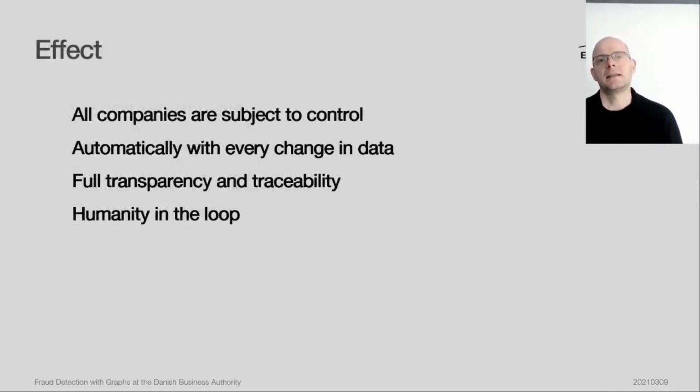So we like to think that the effect of all this is that all companies are subject to control. Every time they make a registration in one of our systems, a model will react to that and recalculate, for instance, a risk scoring, or look into identity papers, or if it's an annual report, then the model will chew through that one. But we hope that we really achieve full transparency by means of our metadata layer, the event layer, and what we like to call keeping humanity in the loop.